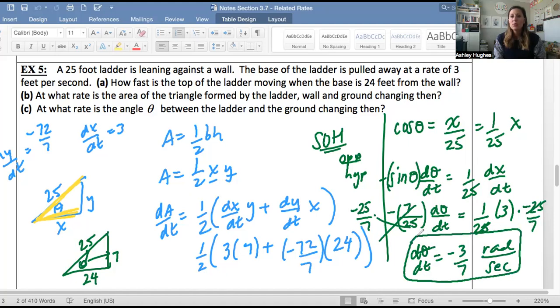Okay, so in these triangle problems, if you're ever solving for d theta/dt, you're never having to find theta itself. You're just trying to find the relationship of the triangle sides. So you're looking for SOHCAHTOA, one of those relationships.